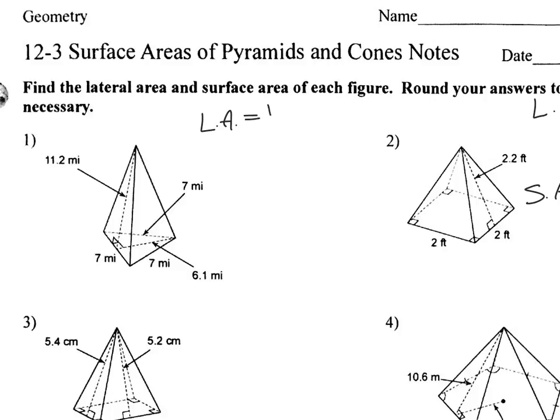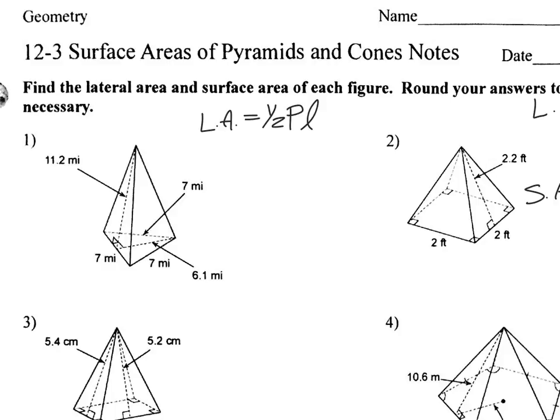Lateral area is 1/2 P times L. Now, where does the 1/2 come from? I should have said this when I was doing the formula, but 1/2 comes because since it's a pyramid, all the faces are triangles on the side, sorry. I don't know what's going on with me. But these are all triangles. So the lateral faces, the faces around the side of it, are all triangles. Remember, the area of a triangle is 1/2 base times height. So that's where that comes from.